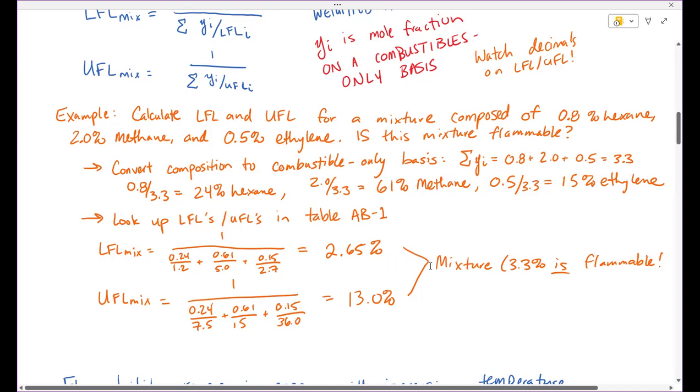And from this, we would conclude that because I already know that the total mole fraction is 3.3%, that is between the LFL of 2.65 and 13, which is the UFL. Therefore, we would conclude that this mixture is flammable and therefore represents a fire hazard if we don't go through the trouble of inerting that vessel.